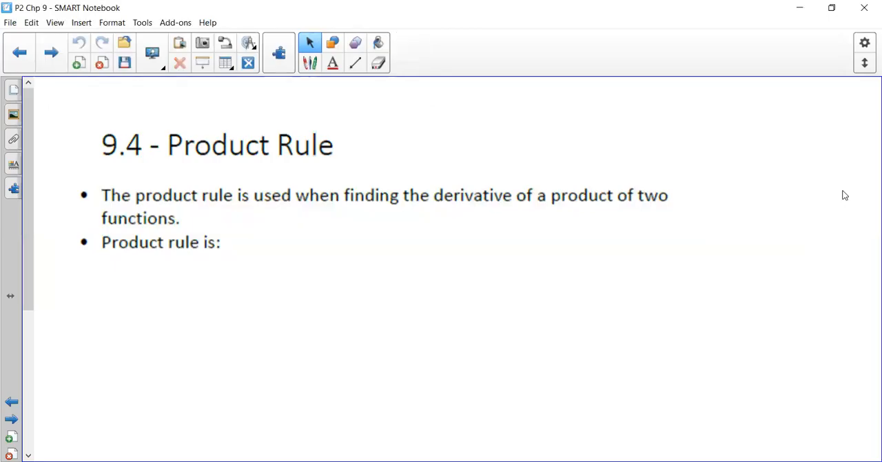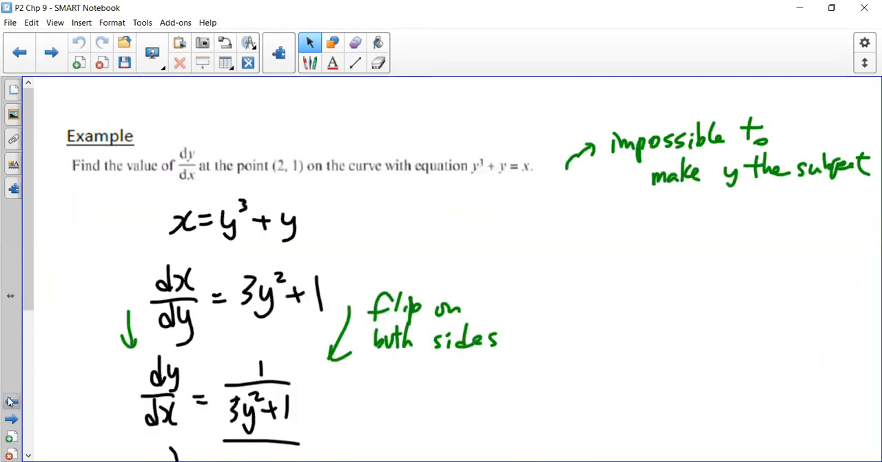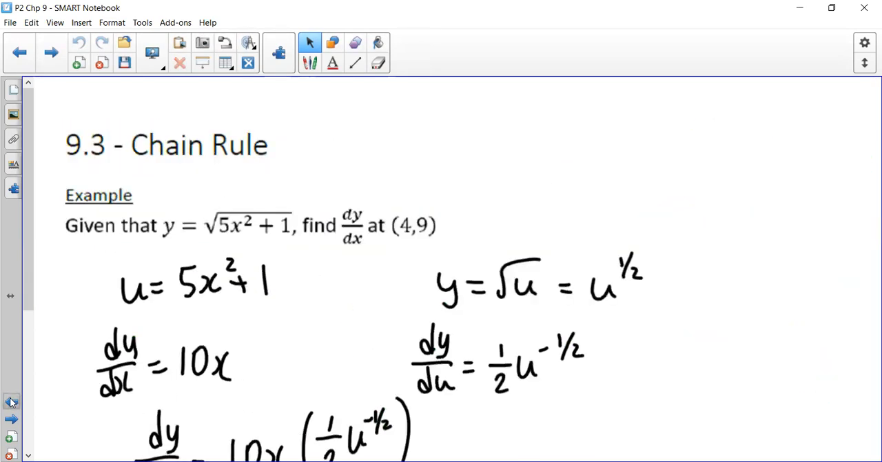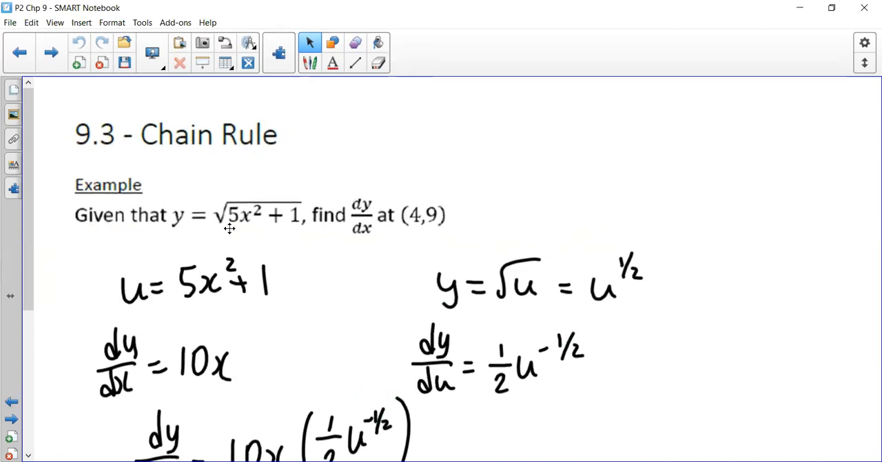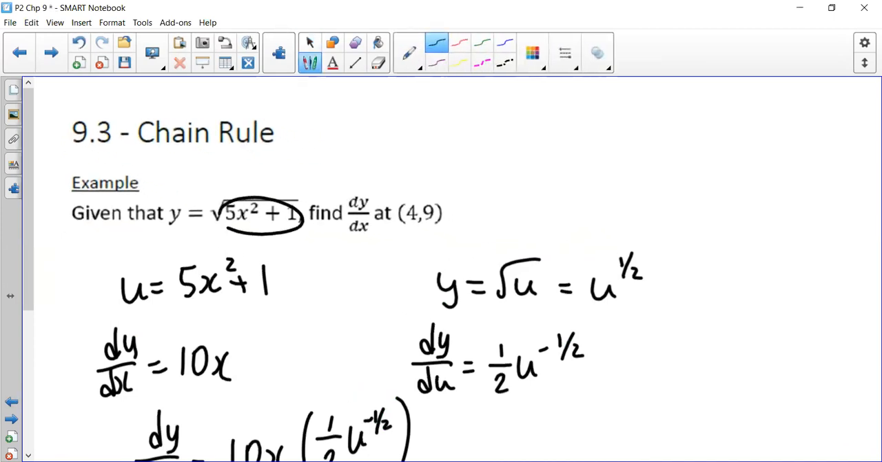Right, in this lesson we are looking into P02 chapter 9.4 about the product rule. In the previous lesson you learned about the chain rule. The chain rule is about differentiating composite functions. Let's say you've got the square root of 5x squared plus 1: that's the inside layer, and when you square root, that's the outside layer. When you have a function with more than one layer, like an onion, then we use the chain rule.